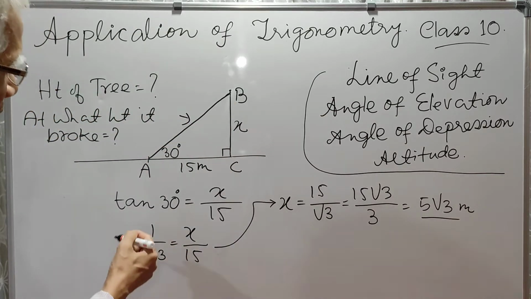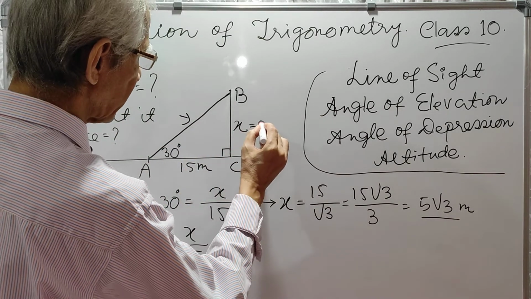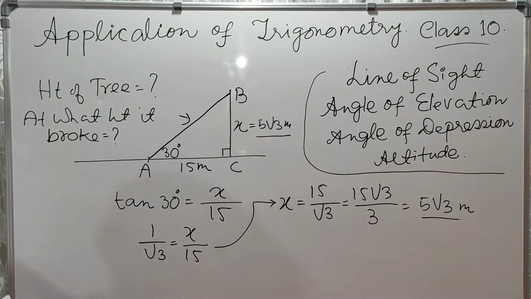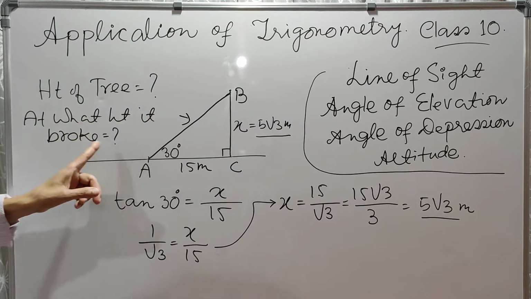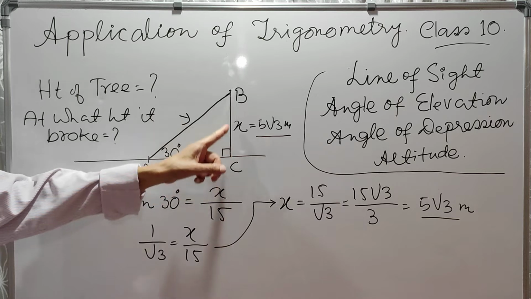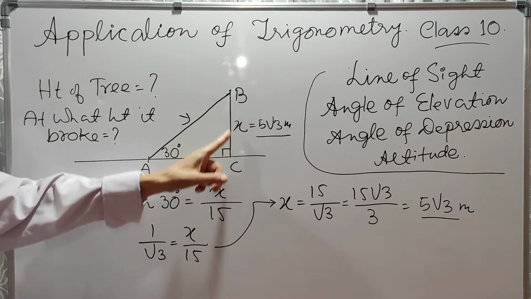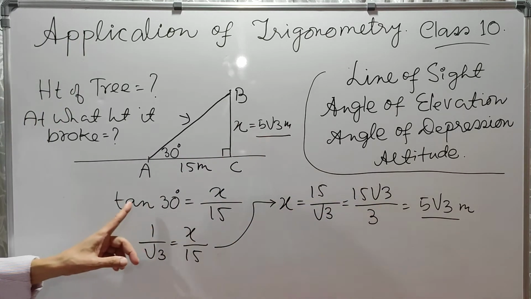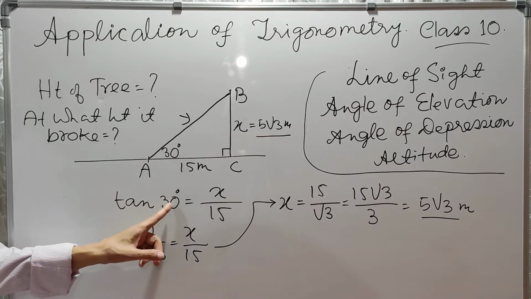So this X we have found out, what? 5 root 3 meter. Now one answer we got, you see. At what height did the tree break? Yes, this is the answer. So it broke at the point B. That means at what height? At a height of 5 root 3 meter. So this is how you calculate using tan 30 degree.